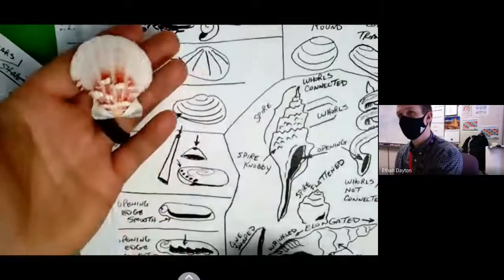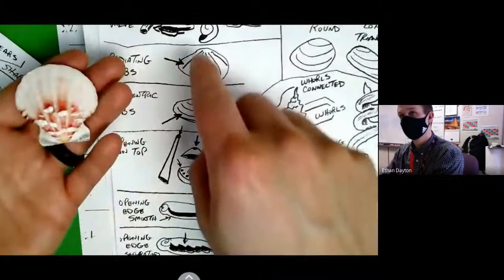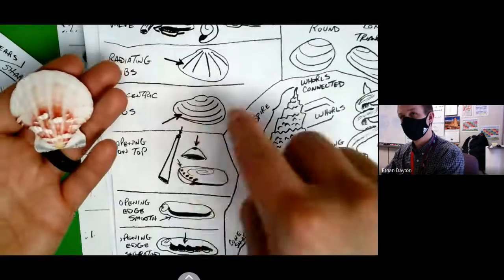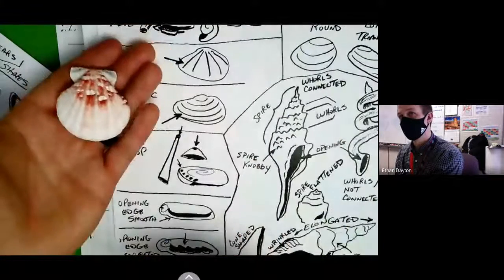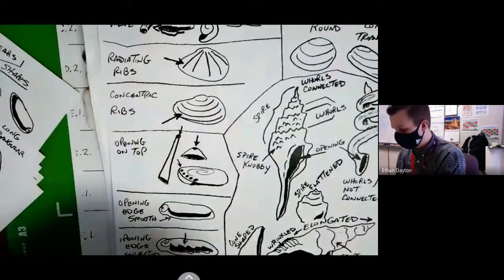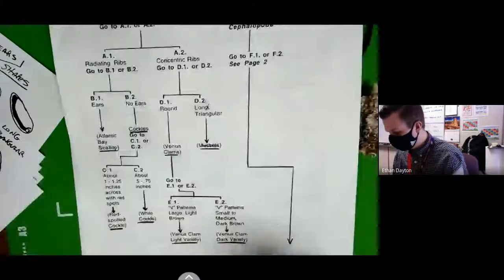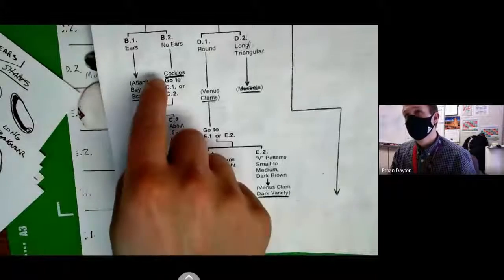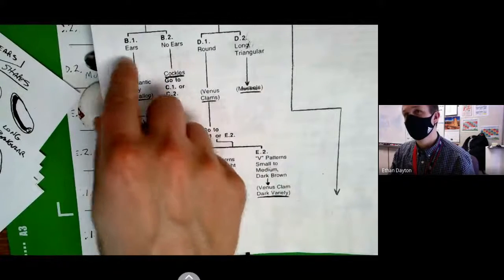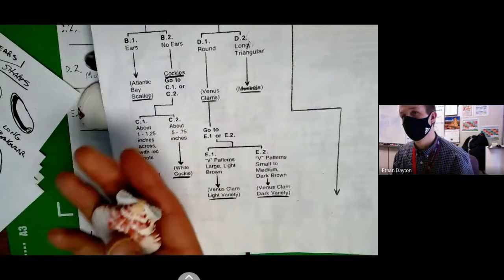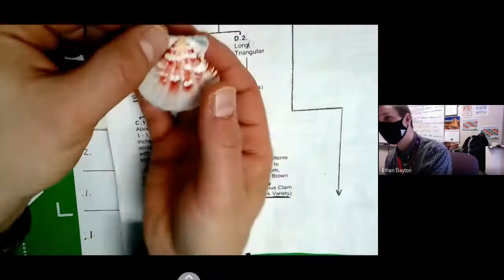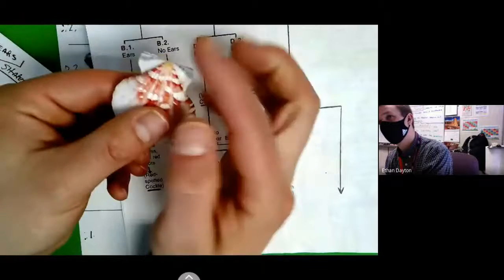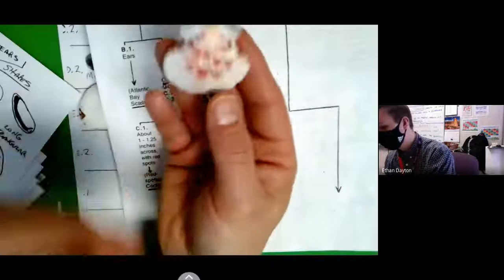Does it look like this or like this? Radiating. Yes, sir. Radiating ribs. Okay, so we're going to move down to B1 and B2. Does it have ears or no ears? What are these things right here? Those are ears, okay? Not too typical.